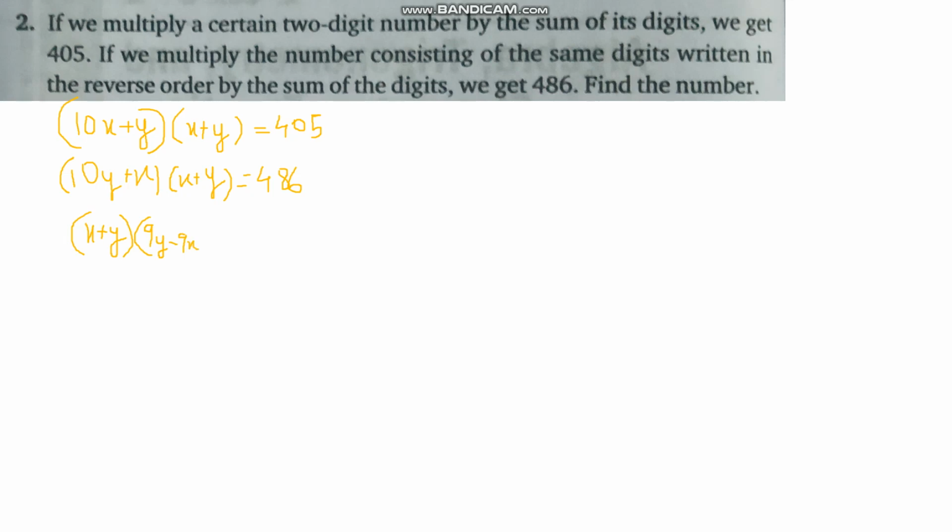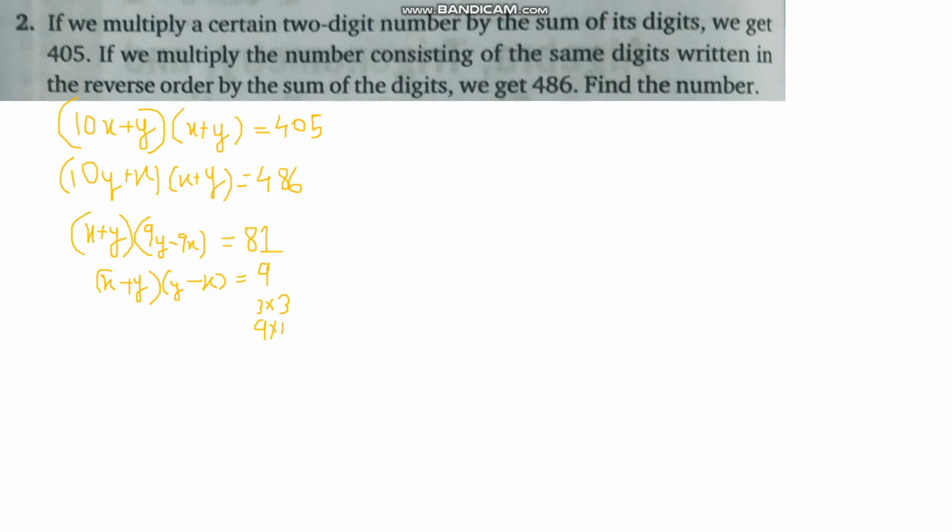What will be the value? It is equal to 81. We will get x plus y and y minus x multiplied. 9 will come out as common and it will get divided by 81, and it will come to be equal to 9. 9 can be written as 3 into 3 or 9 into 1, nothing else.